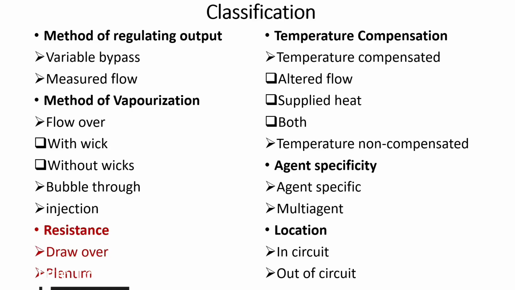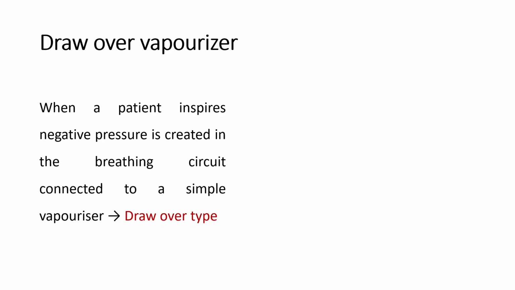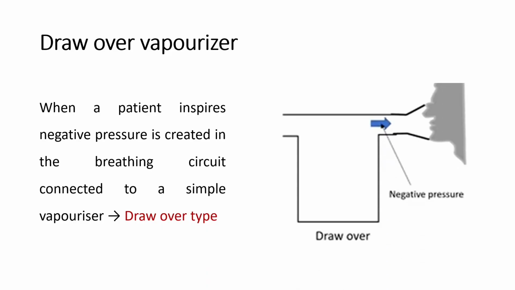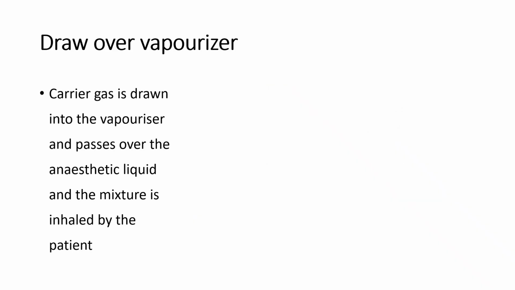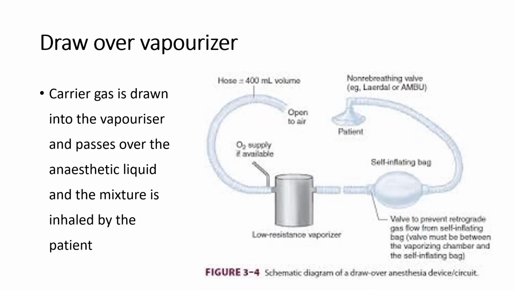Coming to the next method of classification, based on the resistance offered, vaporizers can be classified as draw-over and plenum vaporizers. In a draw-over vaporizer, the carrier gas is drawn in by negative pressure through the vaporizer developed by the patient's respiratory efforts, or through a self-inflating bag with a one-way valve placed downstream from the vaporizer, as can be seen in this diagram.